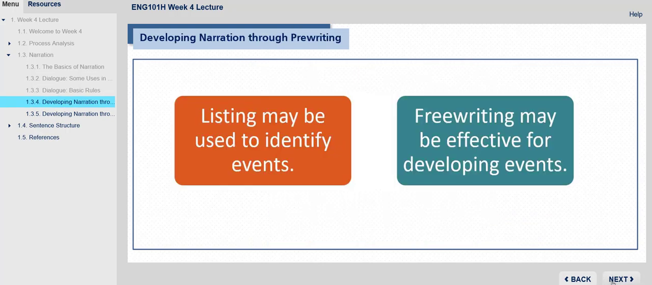Developing narration through pre-writing. And so we did this during our week 2 pre-writing. Listing means that you list everything you can think about that topic. Free writing is you just write out whatever comes to your head in paragraph format so that you can see what it is you want to use for your essay. So pre-writing is the first step in the writing process. The three steps to your writing process are pre-writing, writing, and rewriting.